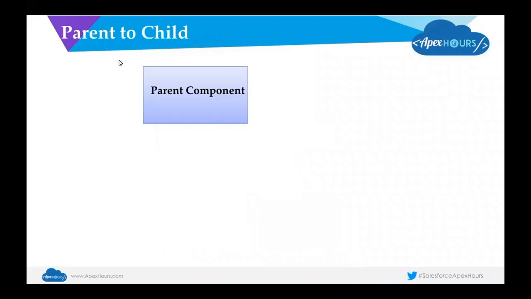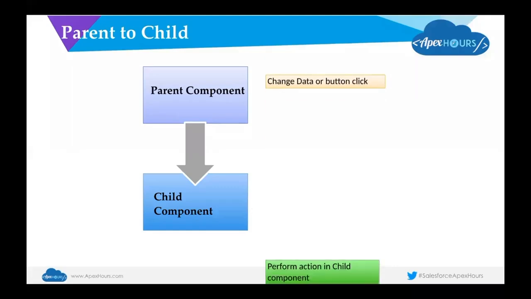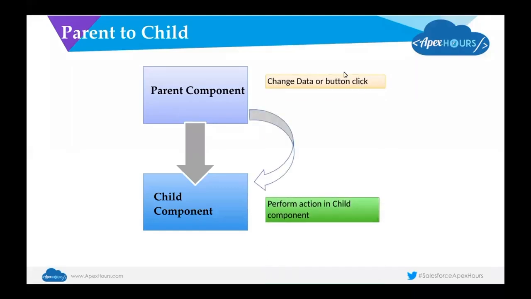For parent to child, we have created a component called parent component, and inside that component we have got a child component. Now if we have some properties in the parent component, we want to send some value to our child component. How can we do that? We are changing some data, or clicking on a button on the parent component, and we want to send some information to the child component. We can achieve this with the help of two things: one is API property and the other one is API function.